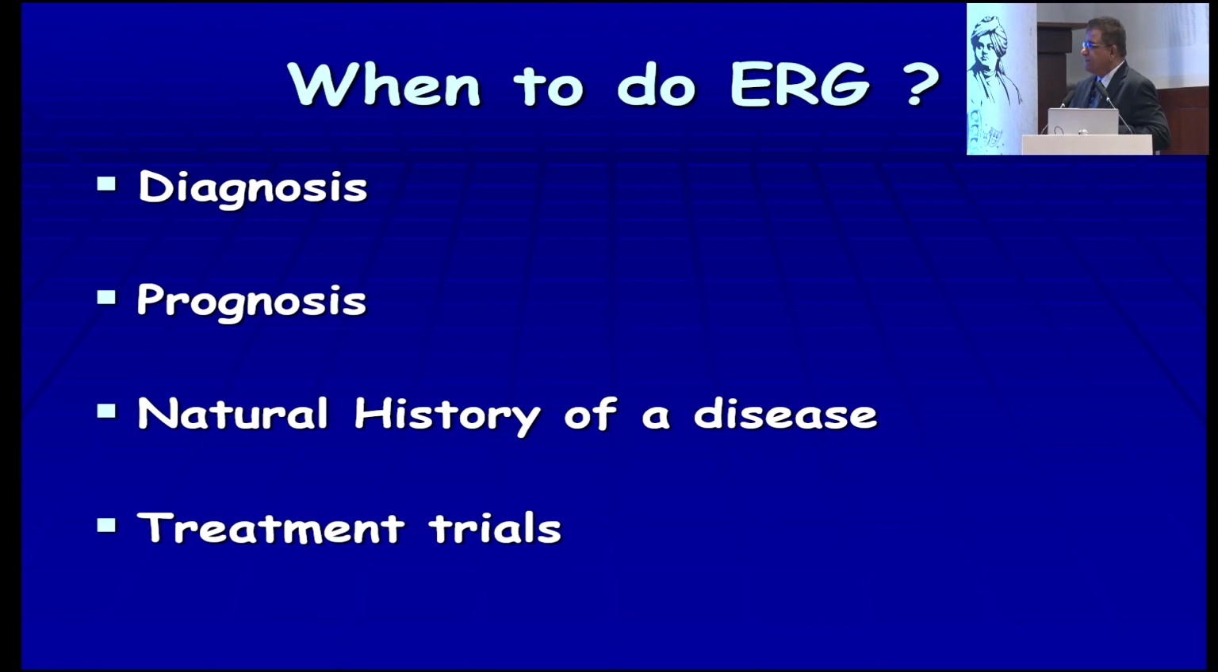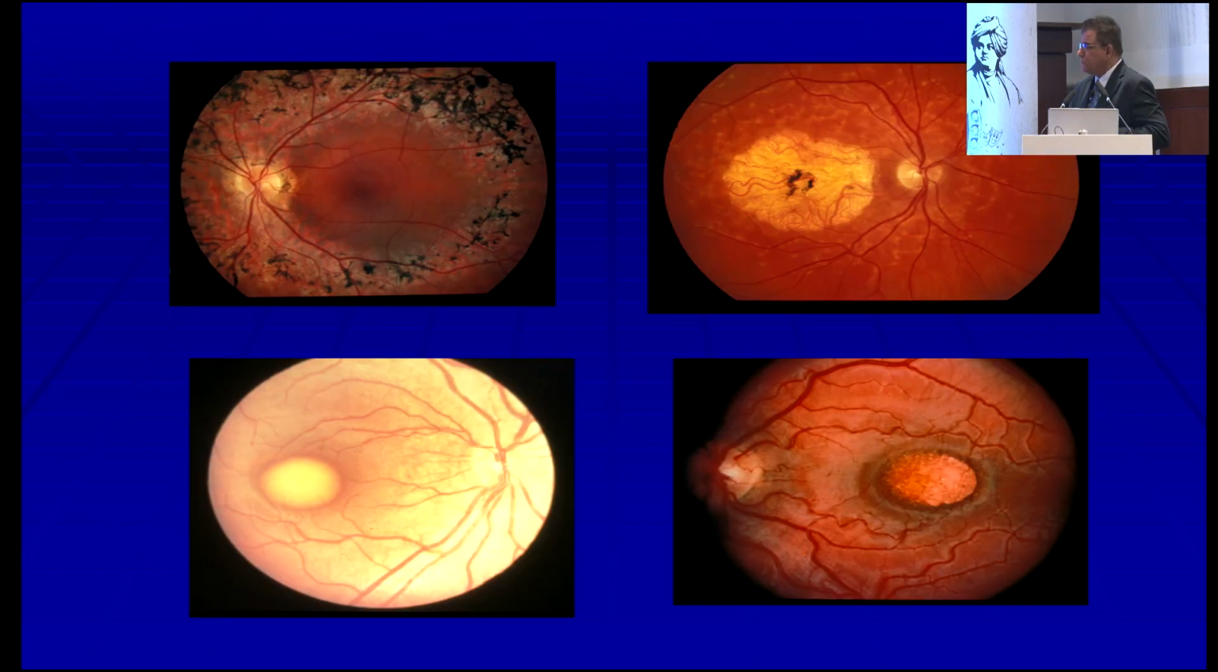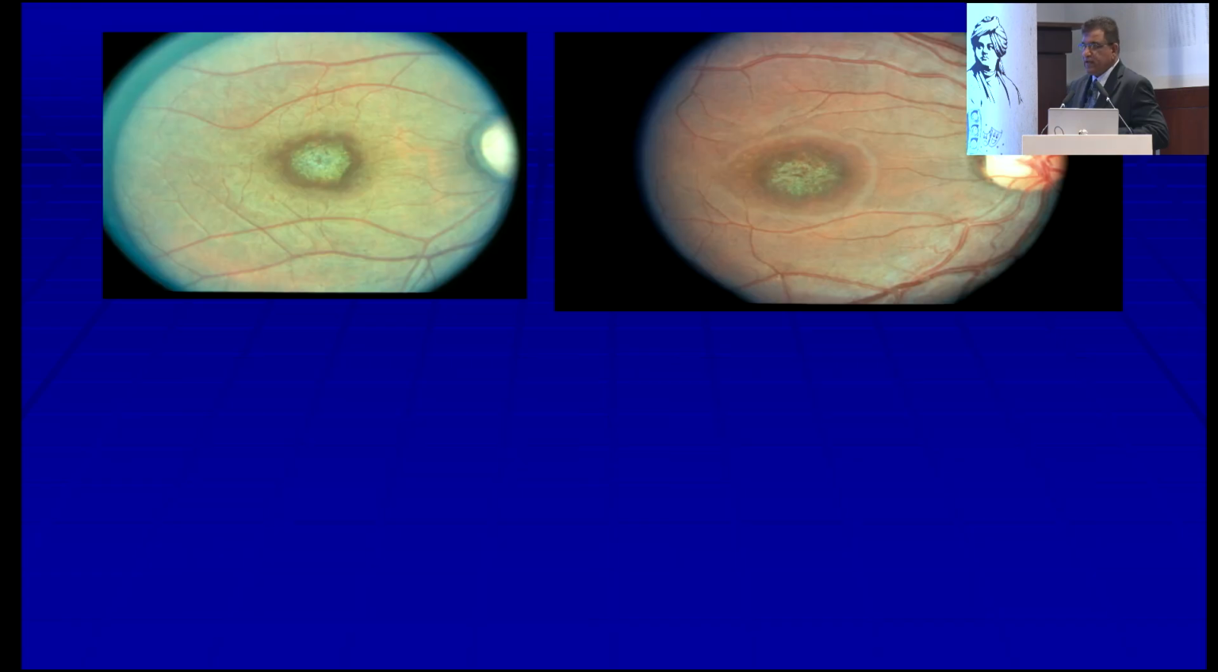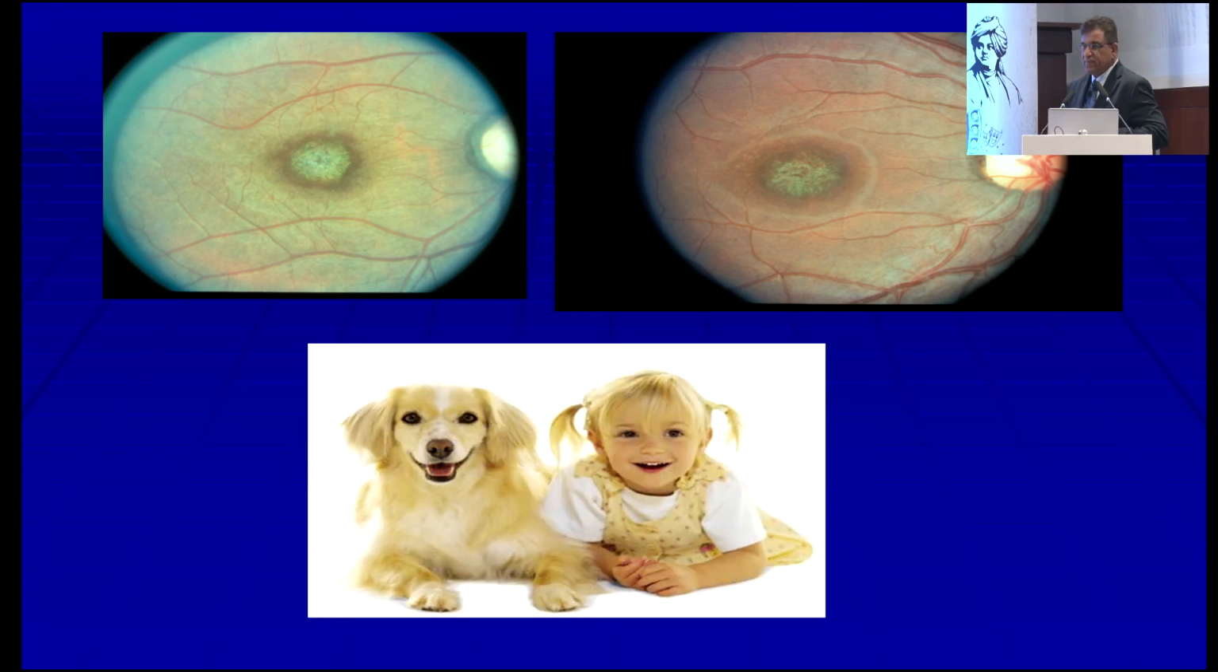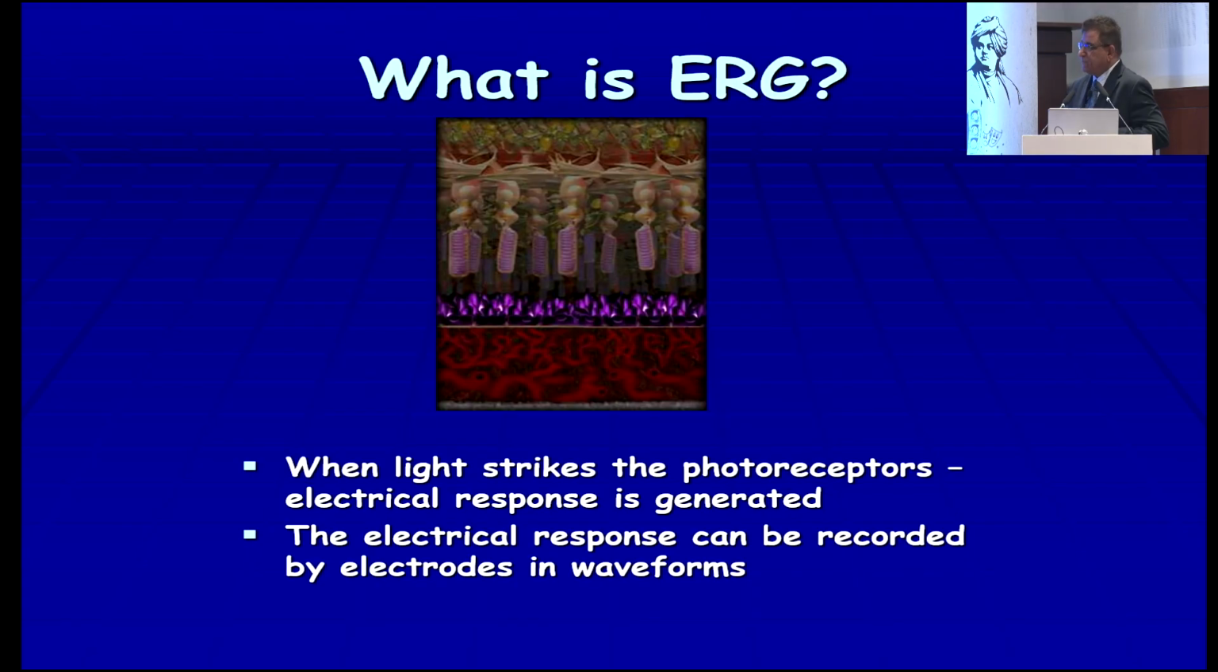And when do we use it? Sometimes to diagnose particular conditions, sometimes to establish the prognosis, sometimes to monitor the natural history of progression of a disease, especially the IRDs, and then in treatment trials as an endpoint. Sometimes you look at these retinal findings and can make the diagnosis. You really don't need an ERG for this, although sometimes you would do it as a baseline. But when you look at two conditions like this, the two look about the same, but they are two different conditions. That's when you need an ERG to establish a diagnosis.